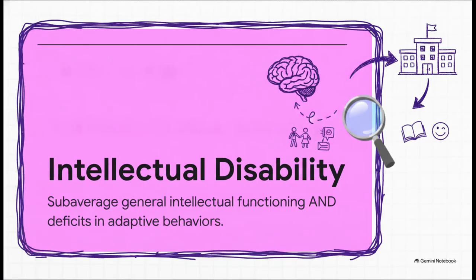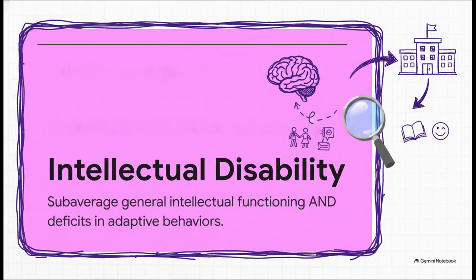Let's start with the what. What exactly is an intellectual disability? Well, spoiler alert, it is absolutely not just about a test score. A diagnosis actually requires 2 things to be true at the exact same time. First, you need to see sub-average intellectual functioning, which we usually measure with a lower IQ score.